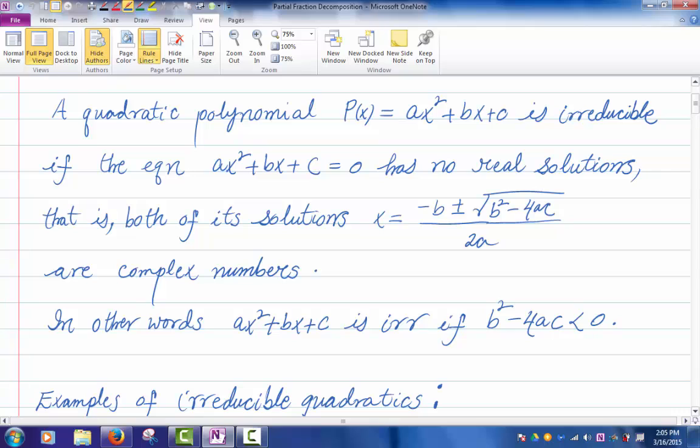Let's look at some examples of irreducible quadratics. I should say irreducible over the real numbers. Irreducible quadratic means that you cannot factor it into linear factors with real coefficients. However, you can, of course, factor this quadratic into linear factors with complex numbers. So I should say irreducible over the reals. In any case, that's how you know that a quadratic is irreducible. You need to be able to recognize that when you do the problems.